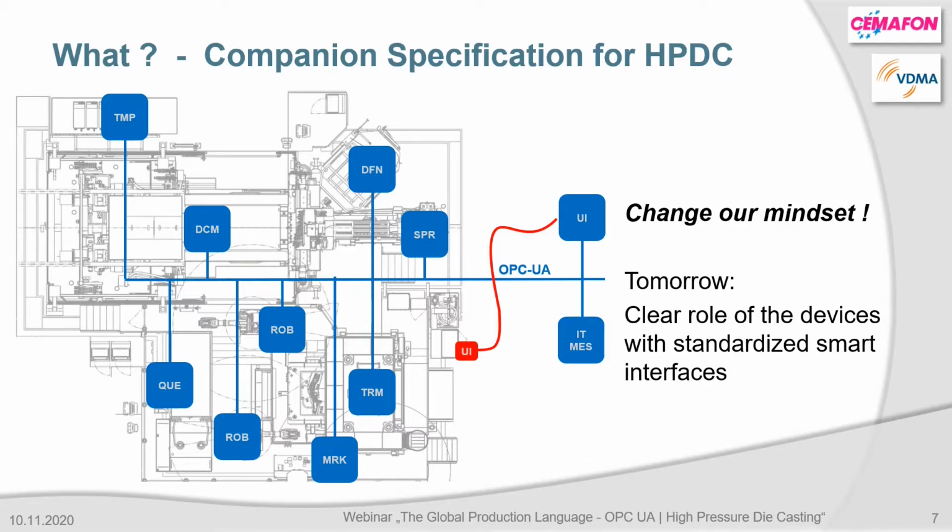And we think that we can overcome these problems with OPC UA. So our goal for the future, and it means a big change of mindset for our industry, is that we have one communication channel, and this is OPC UA, and all the devices inside of our cell are communicating via OPC UA, and maybe at the end we have only one UI helping the people work with the cell, and that we have a very clear role for all the devices inside of the cell, and establish a very good setup speed and automation ability of the cell.